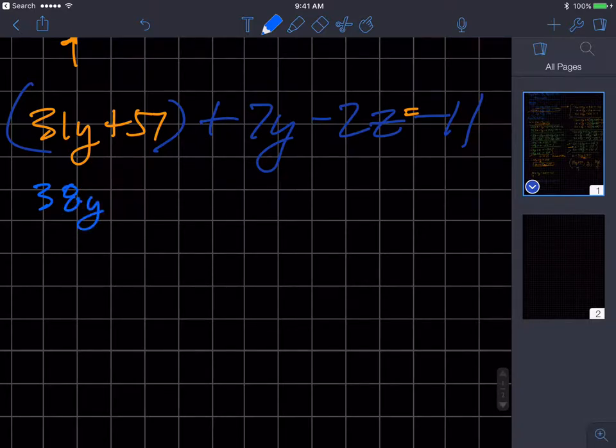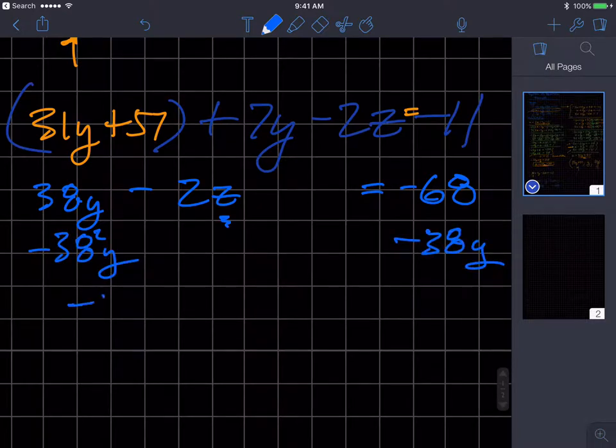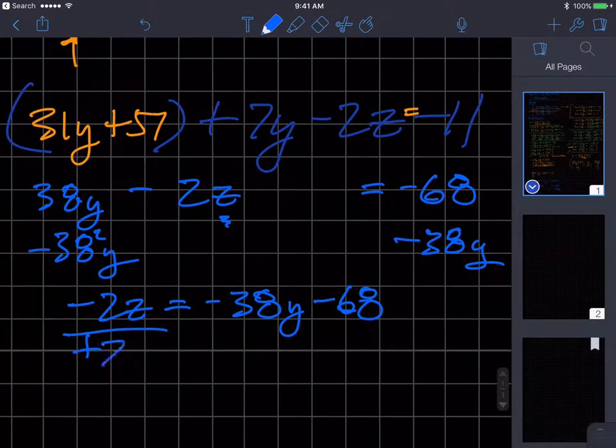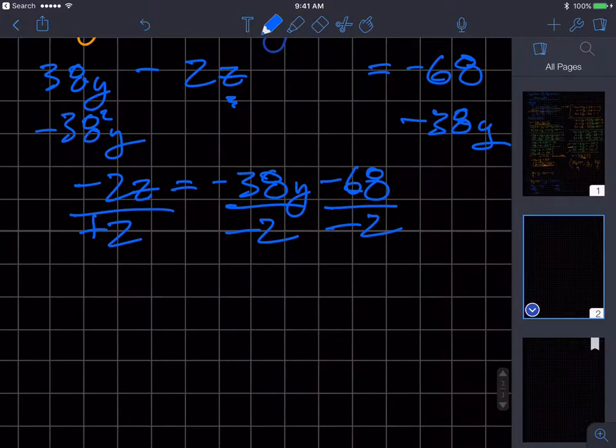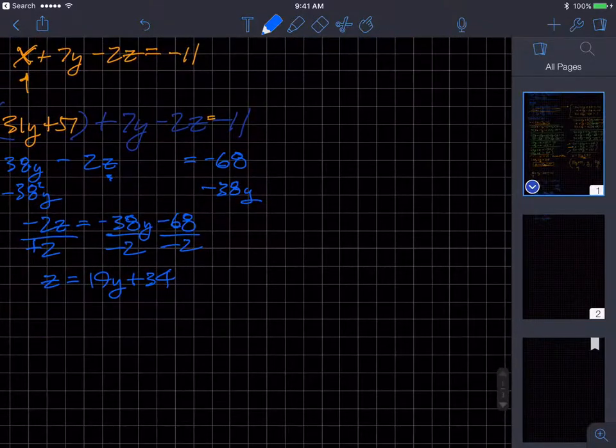38y, that's 57, so I'm going to subtract 57 from both sides, so that's going to be negative 68, and this is going to be minus 2z, but I'm trying to figure out what z is in terms of y, so now I'm going to solve for z, so subtract 38y from both sides, and I get negative 2z equals negative 38y minus 68, and I'm going to divide both sides by negative 2, and I'm going to get z is equal to 19y plus 34, okay? And so this finishes up our solution.